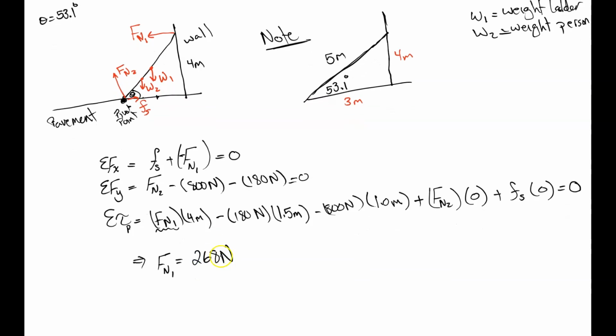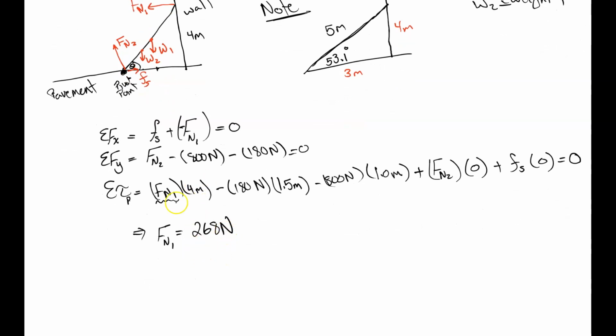Once we have F sub n1, we can find out that F sub s then is going to be, from this equation, the top one, also 268 newtons because they're equal to each other, right? They cancel each other out. So this would be part A.